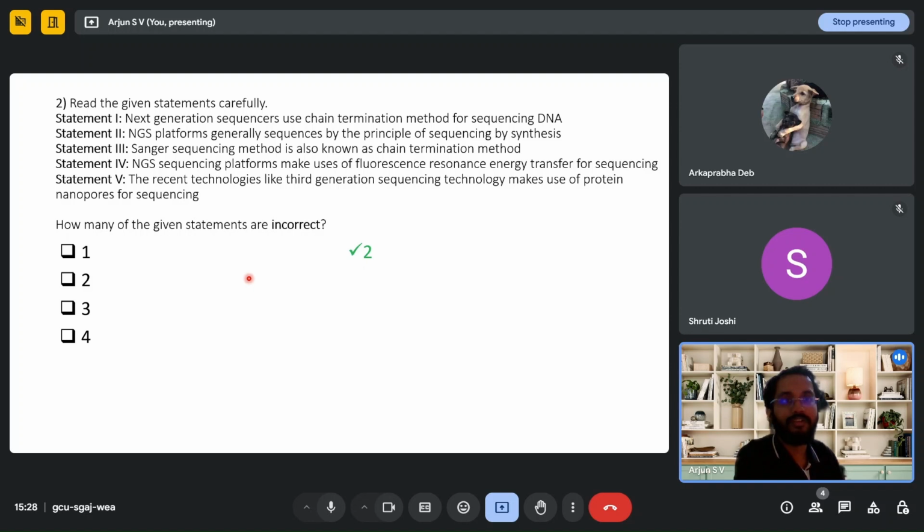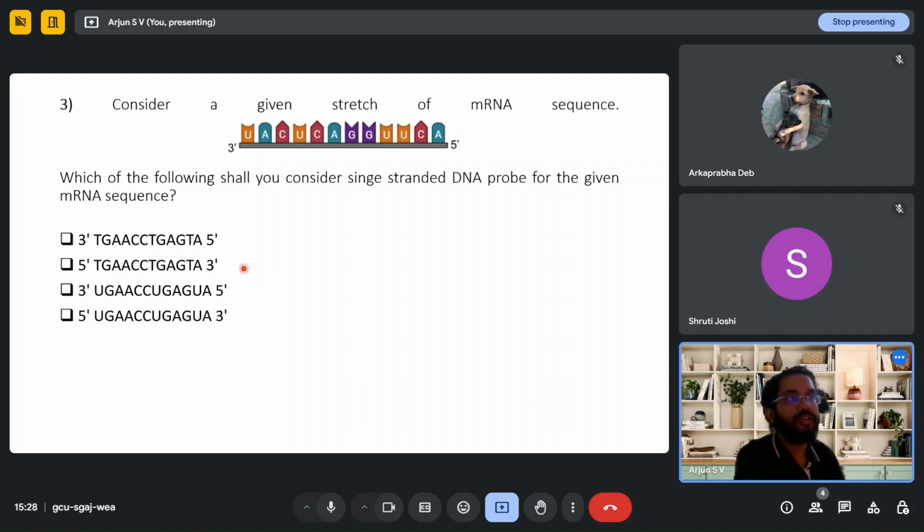So if none of you have any doubts with this, I'll move on to the next question. Consider a given stretch of mRNA sequence. They have given an mRNA sequence here, and the question is which of the following you shall consider a single stranded DNA probe for the given mRNA sequence. This is also a pretty straightforward question.